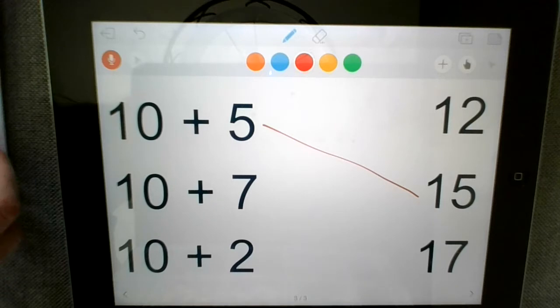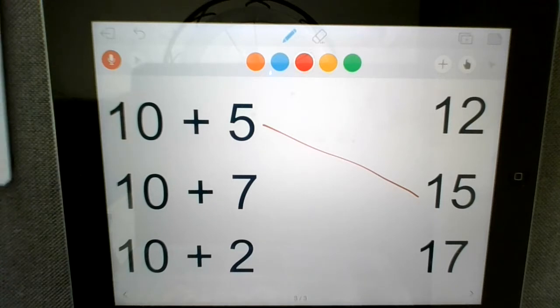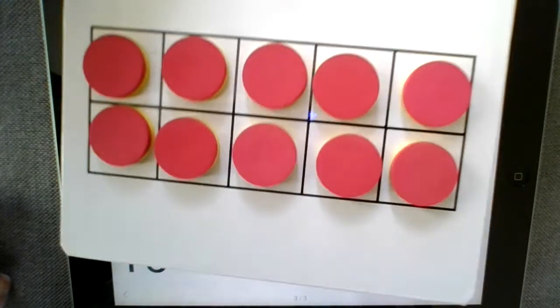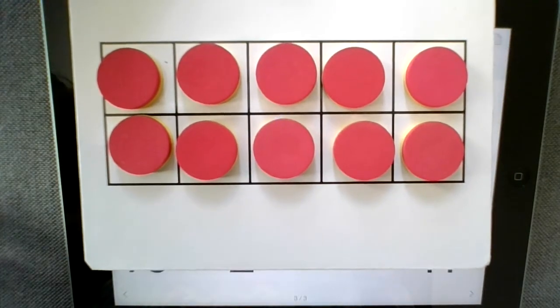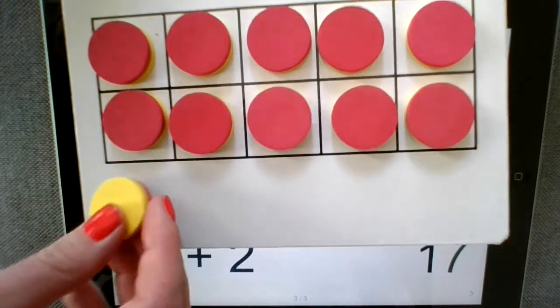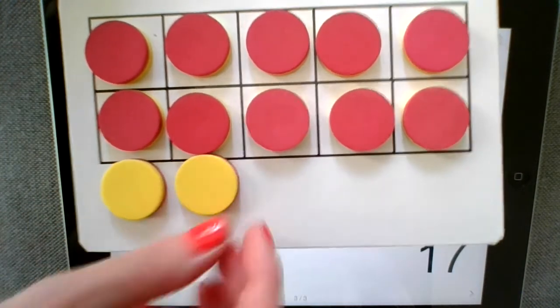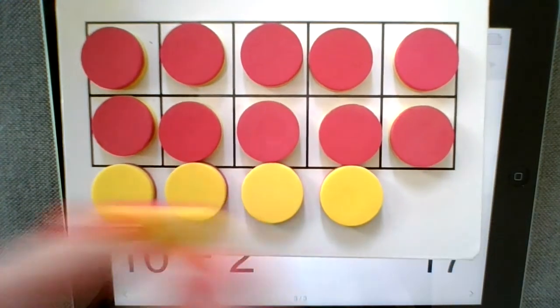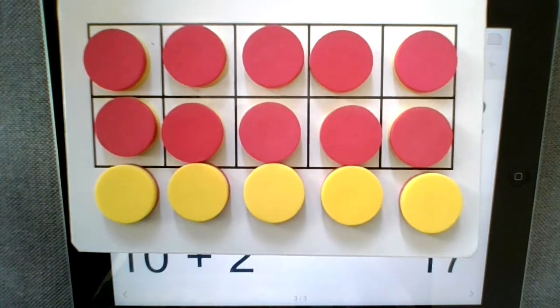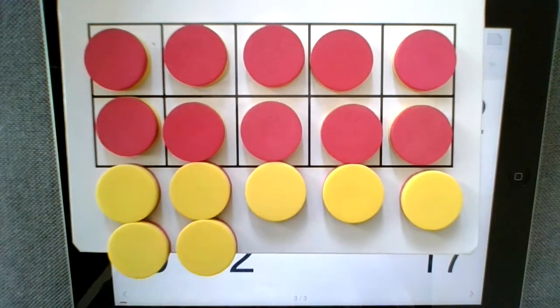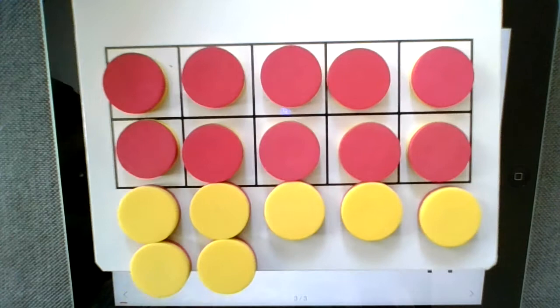Let's try another one. So our next equation says 10 and 7, or 10 plus 7. So we have our 10 frame, and it's full, so we're going to say 10. Now we're going to add 7 more. 1, 2, 3, 4, 5, 6, and 7. So we have 10 and 7 more.